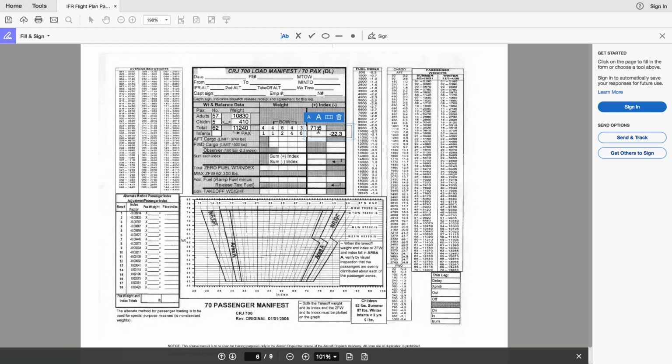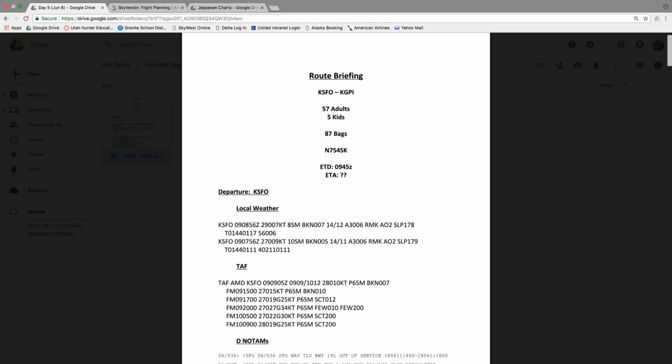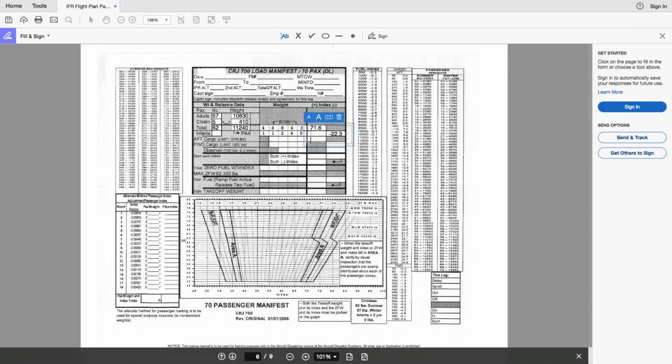Okay. Our cargo that we have is 87 bags. So we come over here to our average bag weights, 2610. And then the 2610 cargo aft is 17.3.